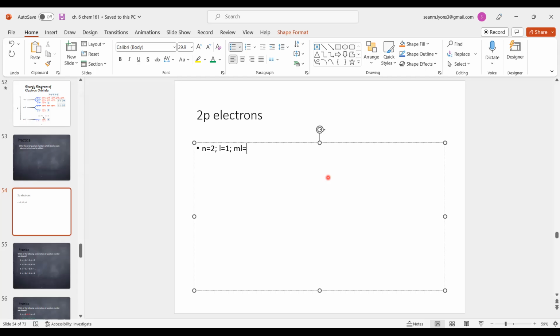And then we'll have m sub L for the magnetic quantum number. This can be negative L to positive L. So this could be negative 1, or it could be positive 1, or it could be 0. And again, we're just skipping the 2s electrons because we're only interested in the 2p for this one. But we could also have n is equal to 2, L is equal to 0, and then m sub L would have to only be equal to 0.